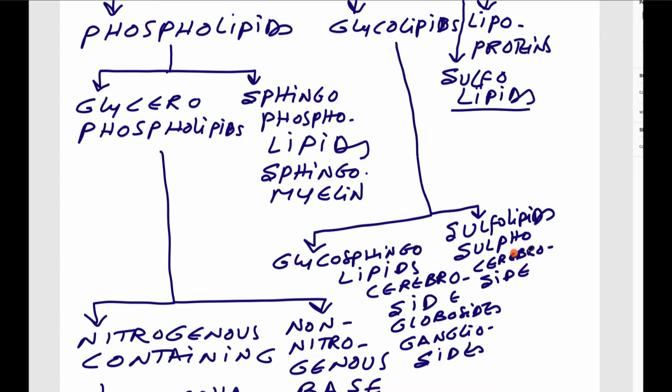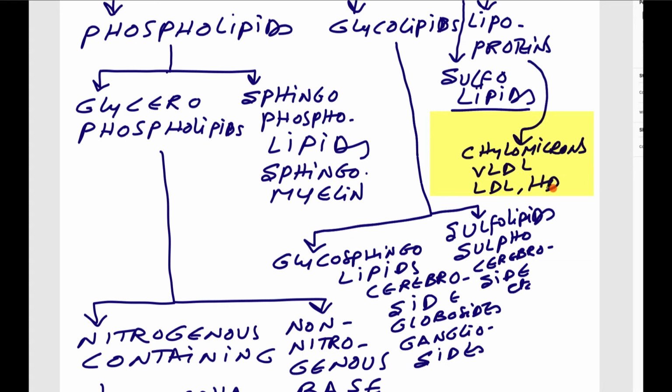Sulfocerebroside, then sulfogloboside, sulfoganglioside, like that. Then lipoproteins. There is another group of lipids like chylomicrons, which are combinations with proteins, and then VLDL, LDL, and HDL. These are the complex lipids.